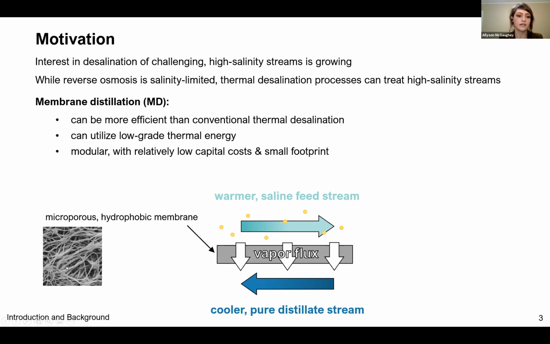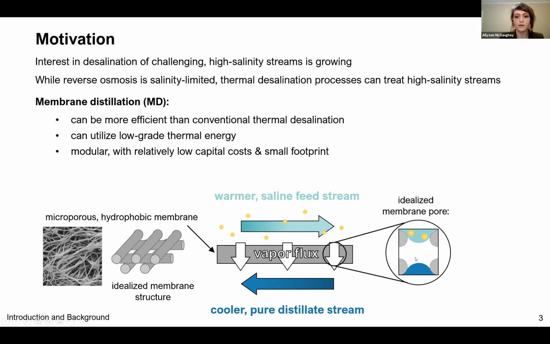The morphology is characterized by the strands of polymer material here, which we call fibrils, and they intersect to form pore openings. This just shows a schematic of an idealized and simplified version of the membrane structure. If we imagine a cross-section of that idealized structure, it would look something like this, where we have the feed stream and the distillate stream separated by a vapor gap, which is supported by the membrane. That vapor gap allows us to, in theory, achieve 100% rejection of non-volatile solutes.